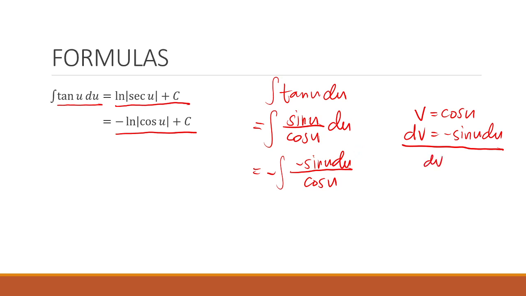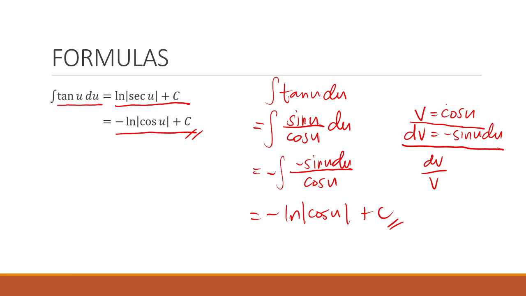So, dv. Then the denominator is v, right? So we now have dv over v. This is integrable using the ln formula, or this is an example of integration resulting in a ln function, right? So we now have negative ln v, where v is cosine u, right? So plug in cosine u, of course, plus c. Okay? So what we obtained here is the second formula: negative ln cosine u plus c.